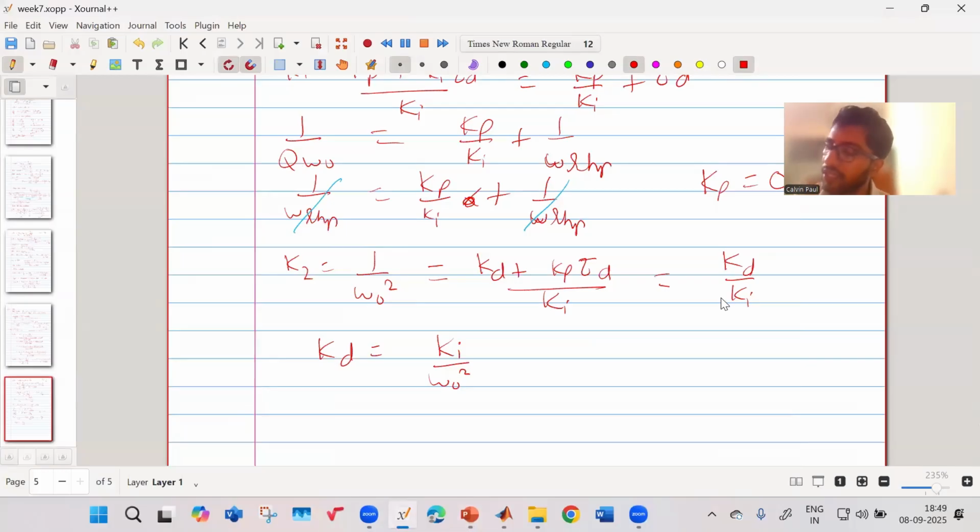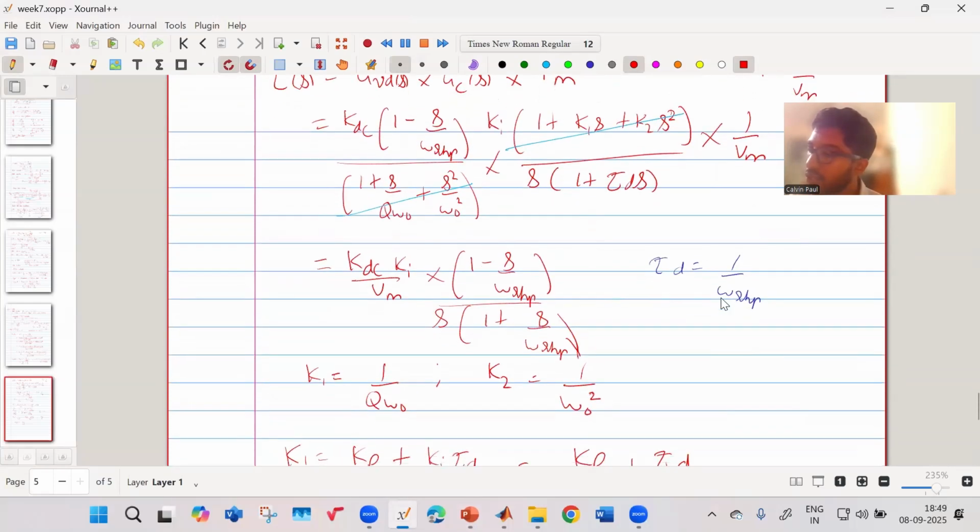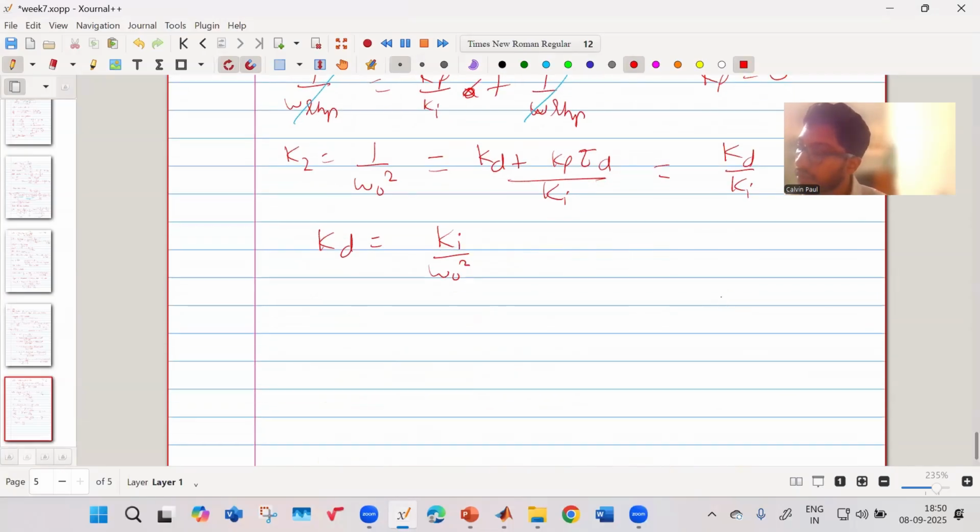We'll take some, assume some value. But first, what I'd like to point out to you guys is this is your expression of L of S. Okay, this is your L of S. So I want to find what is the magnitude of this. So what I would do is let us do the magnitude of Lj omega. That is your KDC into your Ki upon Vm into omega.